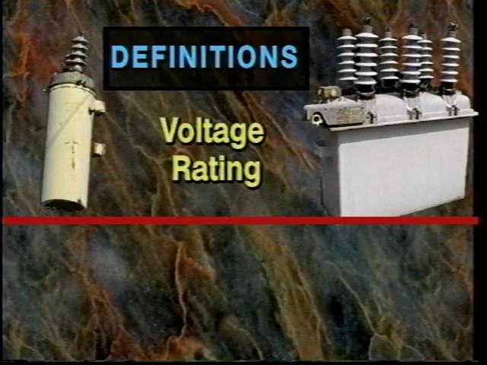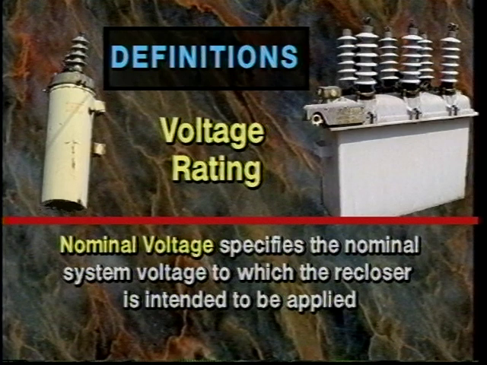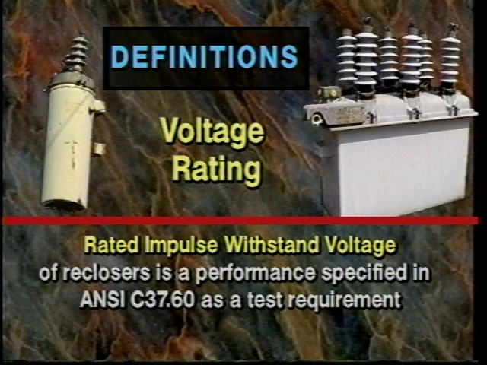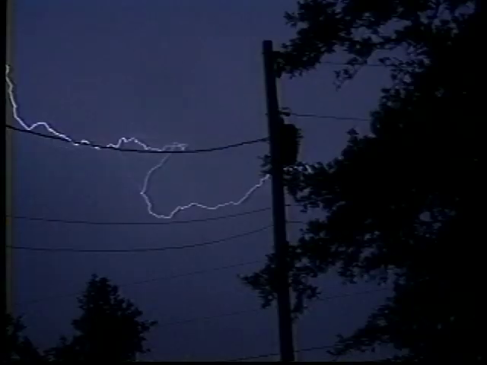Definitions. Voltage rating. Nominal voltage specifies the nominal system voltage to which the recloser is intended to be applied. Rated maximum voltage indicates the highest voltage at which the recloser is designed to operate. Rated impulse withstand voltage of reclosers is a performance characteristic specified in ANSI C37.60 as a test requirement.